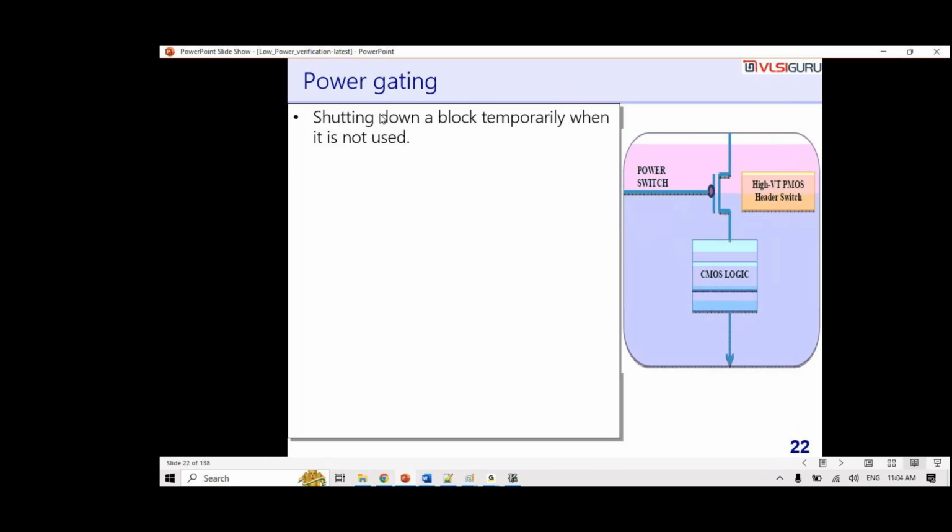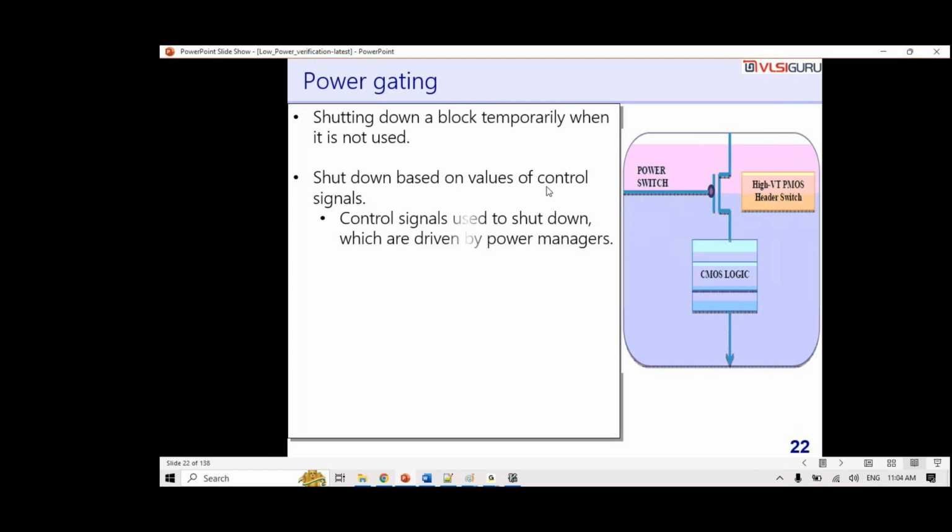So power gating shuts down a block temporarily when it is not used. Shut down is based on the values of the control signals, so when to shut down will be decided by the control signals. Control signals used to shut down are driven by the power managers. So there will be some power managers in the chip, or a power management unit, which will be responsible for generation of the control signals. Power switches are larger in size.